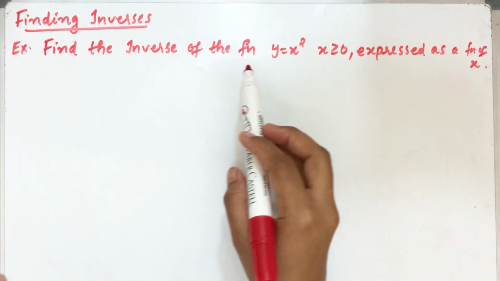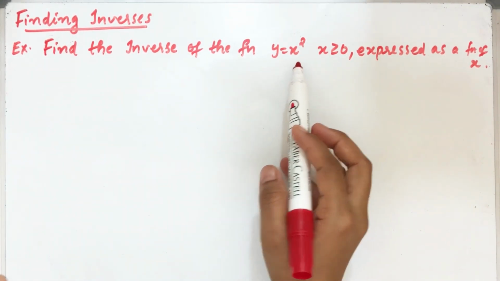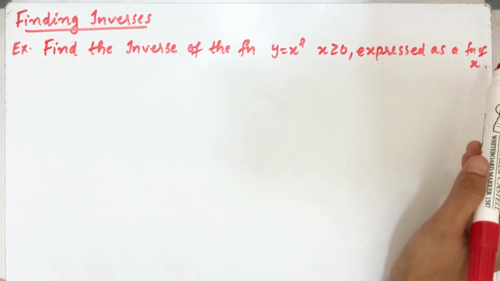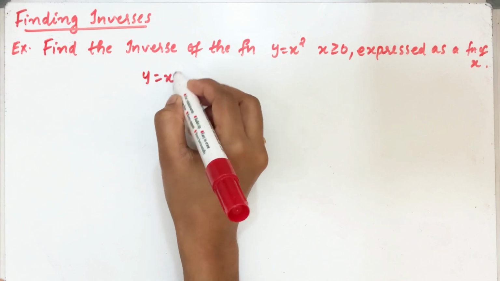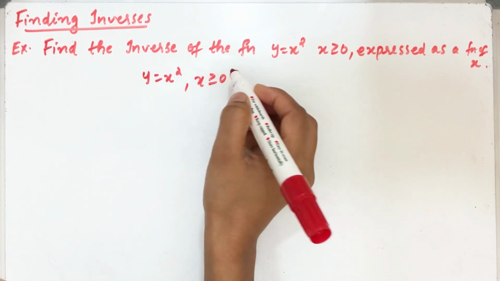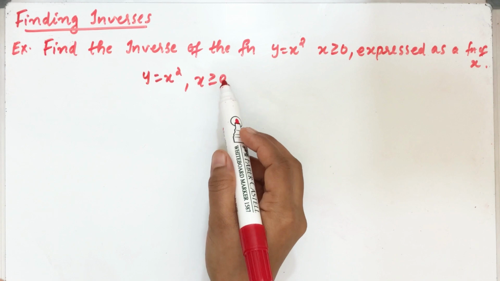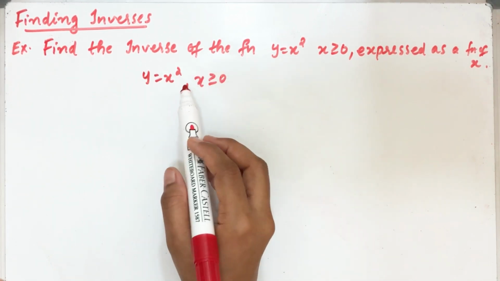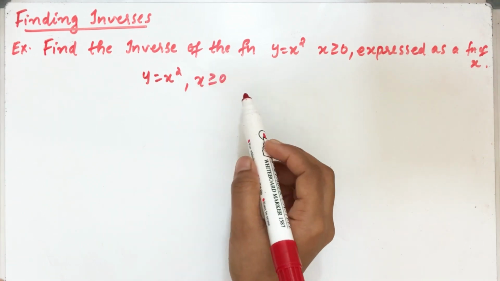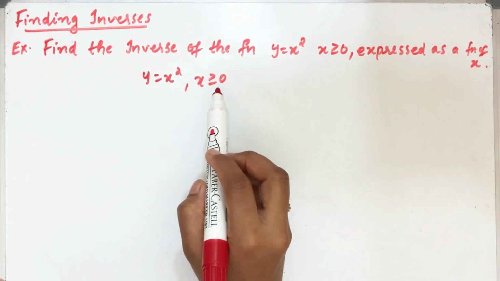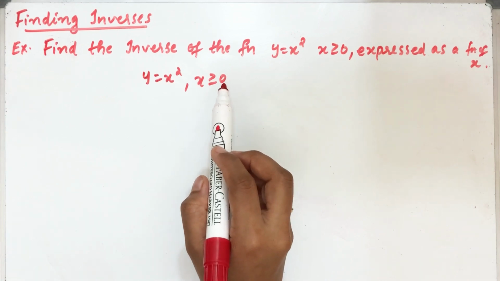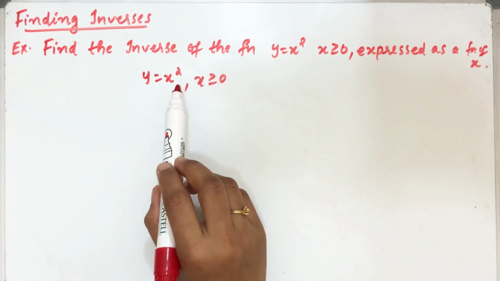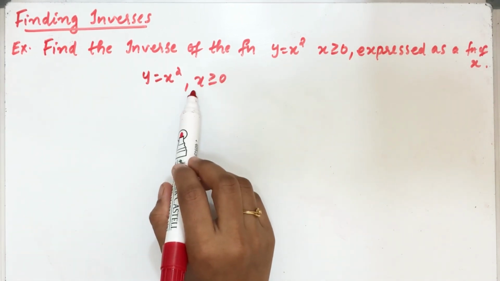Next question, find the inverse of the function y equal to x square, x greater than or equal to 0, expressed as a function of x. Here the function is y equal to x square, x greater than or equal to 0. Why are we considering x greater than or equal to 0? If we take negative values, minus 2 square is equal to 4 and also 2 square is equal to 4. So this will not be a one-to-one function. So inverse does not exist. So we are considering only x greater than or equal to 0. Then only this function will become one-to-one.